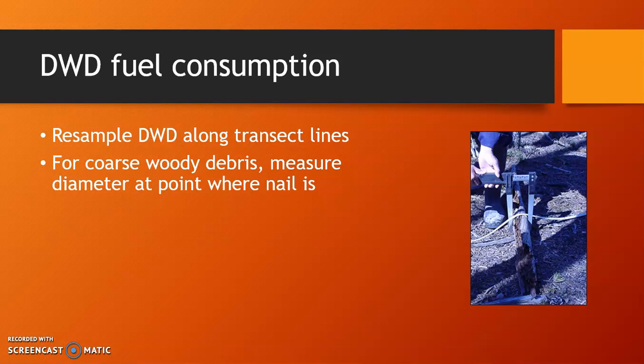For the coarse woody debris pieces on the original line transect before the burn, you would install a nail at the point where the transect line crosses the wood. And that's because during the fire, a log will move a little bit. And by having a nail in there, you'll be able to measure the exact same spot that you measured before the fire.